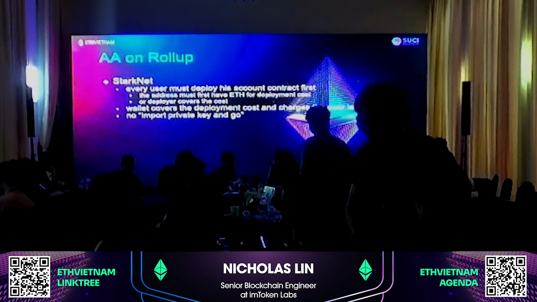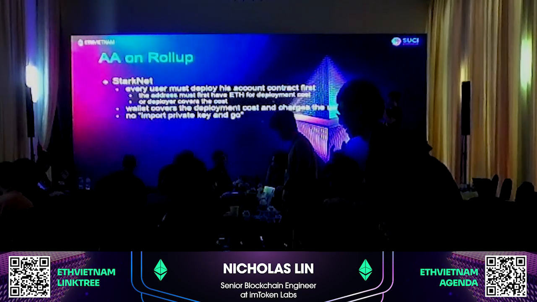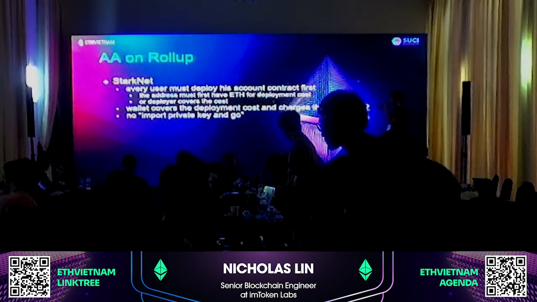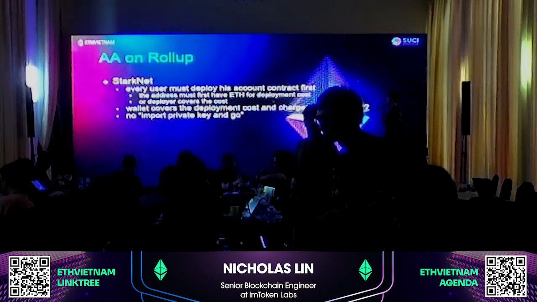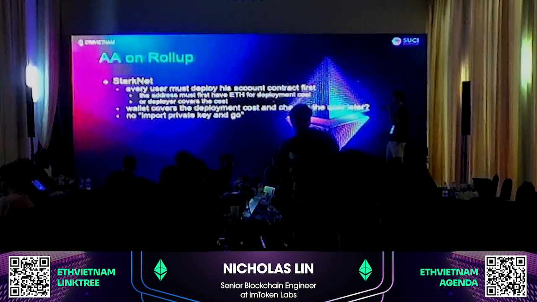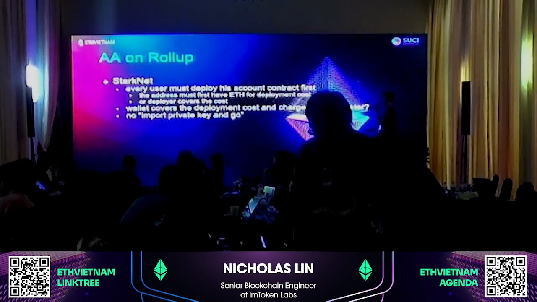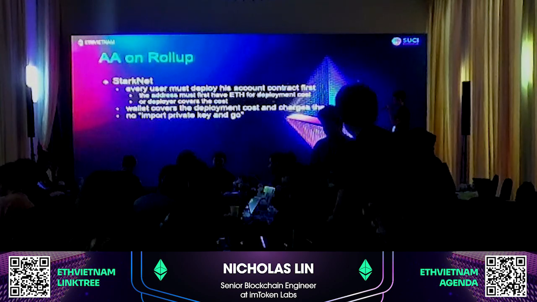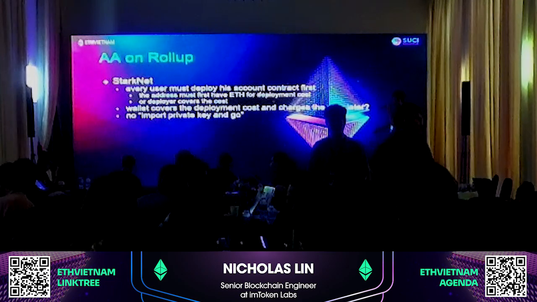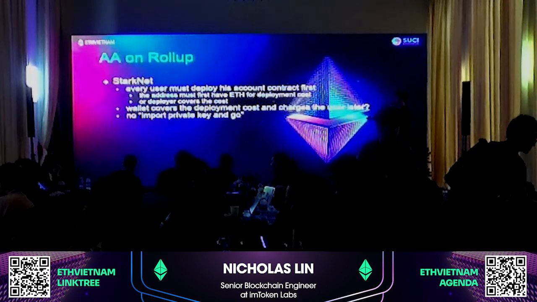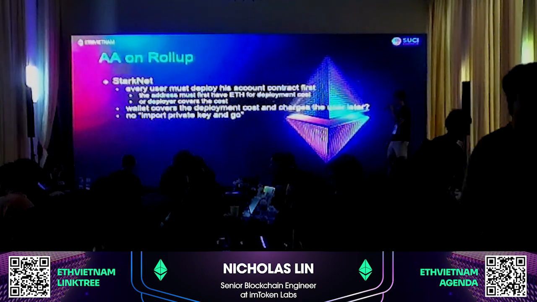So in StarkNet, there are a few problems, like every user must deploy their account contract first, and that address must first have some Ether to deploy. Which is kind of a problem, because you haven't deployed the contract yet, but you have to have the Ether first. We can solve it. Maybe the deployer can cover the costs, like the wallet can cover the deployment costs and maybe charge the user later.